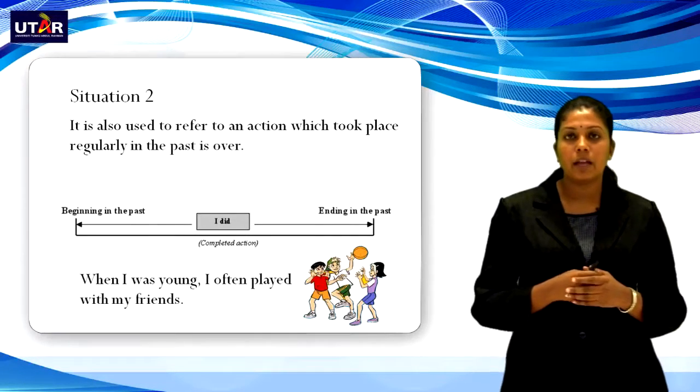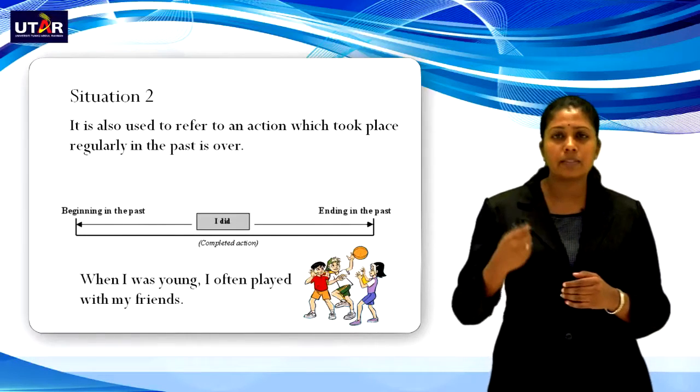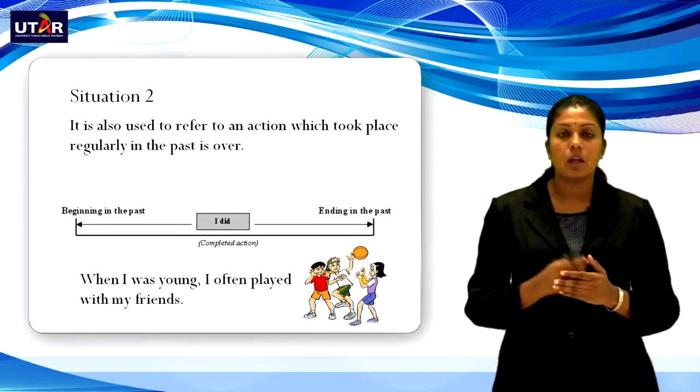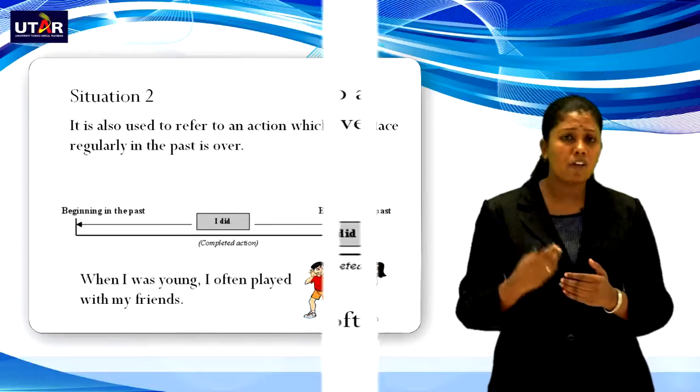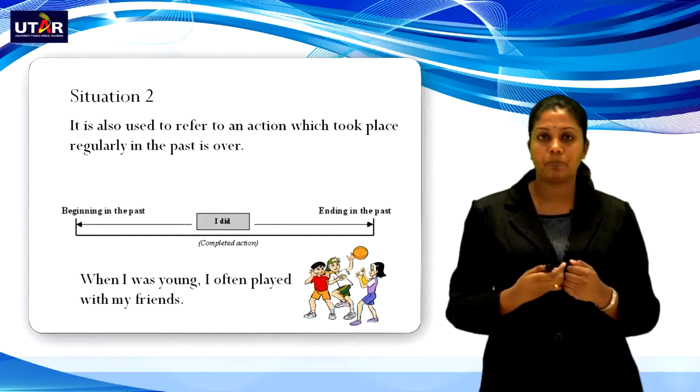Situation 2. It is also used to refer to an action which took place regularly in the past and is over. When I was young, I often played with my friends. If you see, when I was young is in the past. And I often played with my friends is a regular situation and it is already over. So the verb is in past tense form.